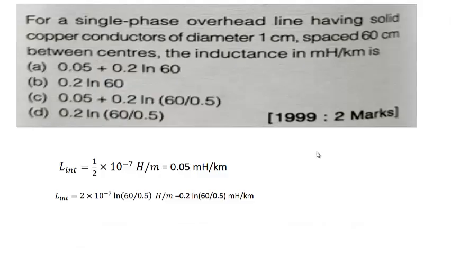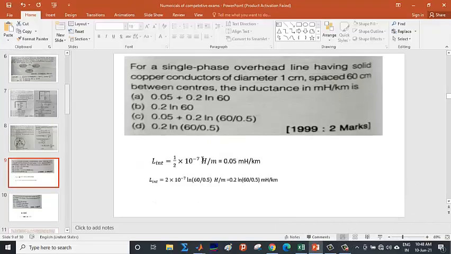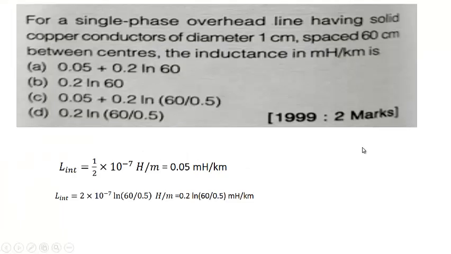Similarly, this very simple question, it is asked in 1999 of 2 marks. For a single phase, in this question you can see we have been given the single phase overhead line having solid copper conductors of diameter 1 centimeter, spaced 60 centimeter between the centers, that is D.